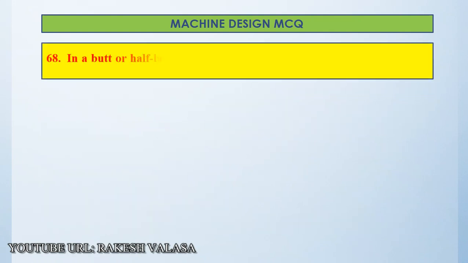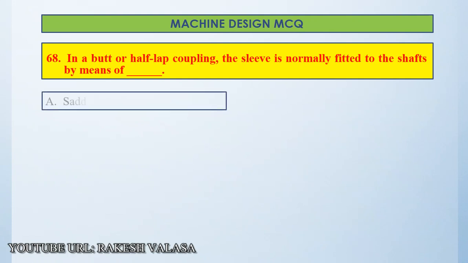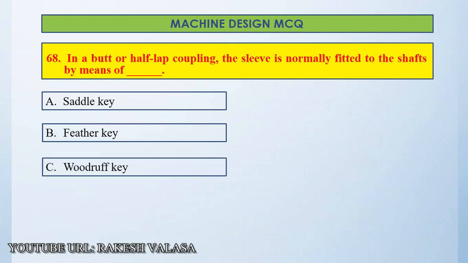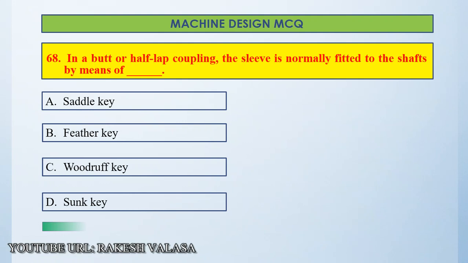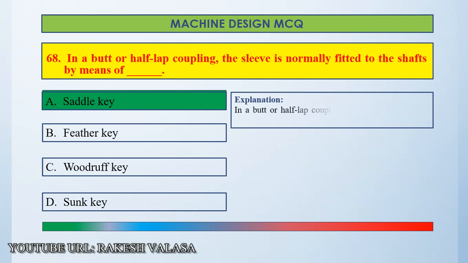Question number 68. In a butt or off-lap coupling, the sleeve is normally fitted to the shafts by means of dash. Option A, saddle key. Option B, feather key. Option C, Woodruff key. Option D, sunk key. The correct answer is option A, saddle key. Let us see the explanation. In a butt or off-lap coupling, the sleeve is normally fitted to the shafts by means of saddle key. So the correct answer is option A, saddle key.